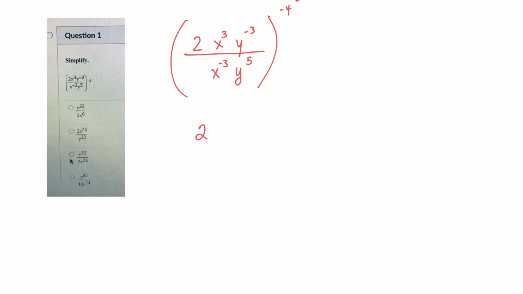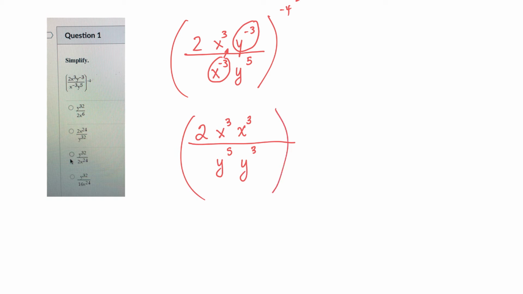So I'll leave the 2 where it's at. I have an x cubed. Then I'm going to move this one up to the top. So that'd be another x cubed. And then on the bottom I have y to the 5th. But I'm going to take this and move it to the bottom. So it'll be y to the 3rd. Okay, all of that is raised to the negative 4.